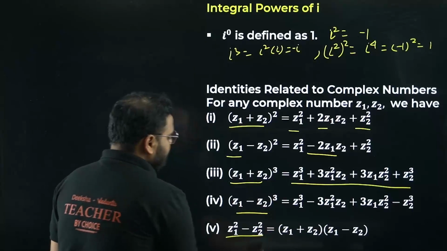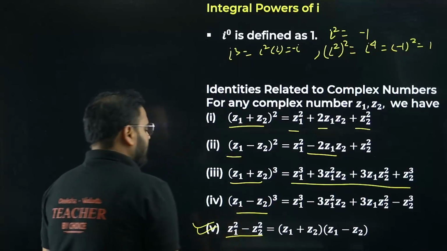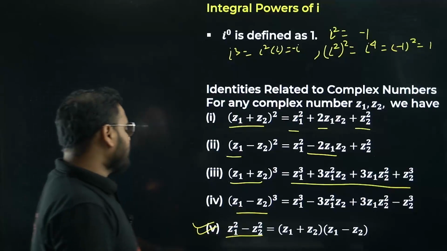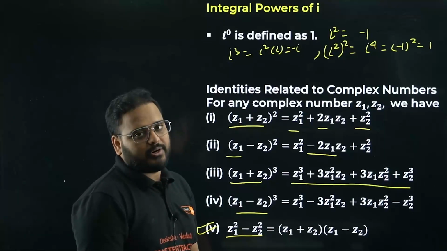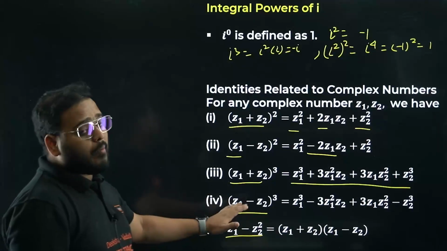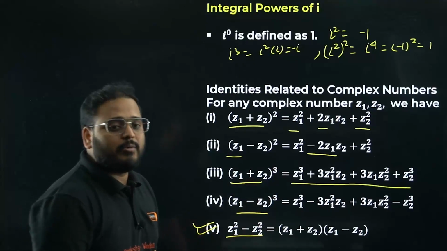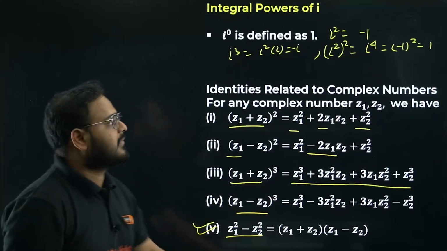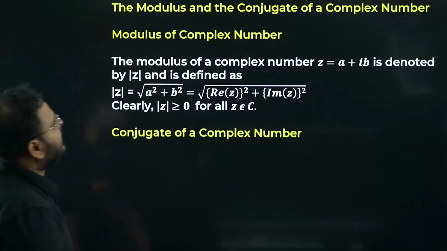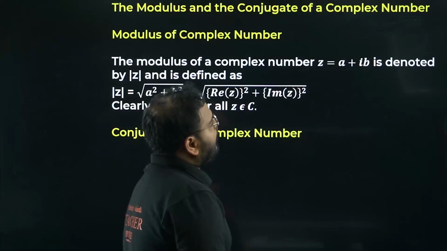This is the formula of a square minus b square. This is the most useful one, highly useful in the questions because we're going to use this for rationalization of the denominator. Basically we remove the complex part, the imaginary part, from the denominator with the help of this formula. Let's move on. The modulus and the conjugate of a complex number.